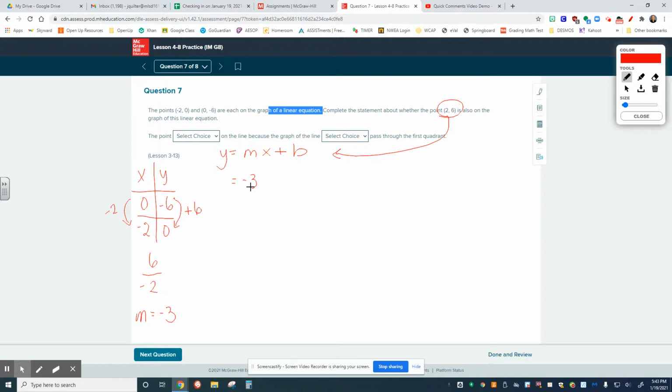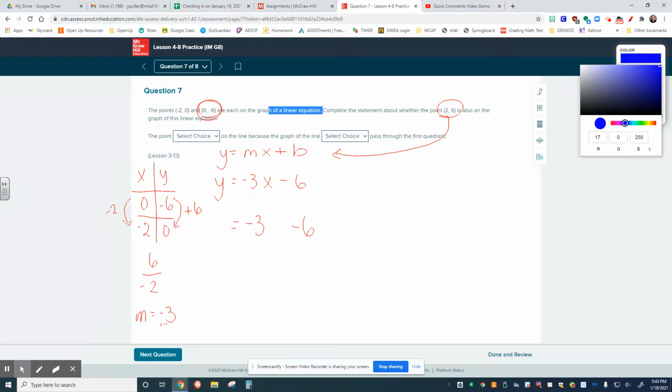Now, these lovely people here, they actually gave us a little hint. They gave us the y-intercept. So what I know now is y is equal to -3, the slope that I found, times x minus 6, because that's my y-intercept. And now I need to know if this point, 2, 6, is going to work for this. So the -3 and the 6 are both constant values. One is a constant rate, one is a constant value.